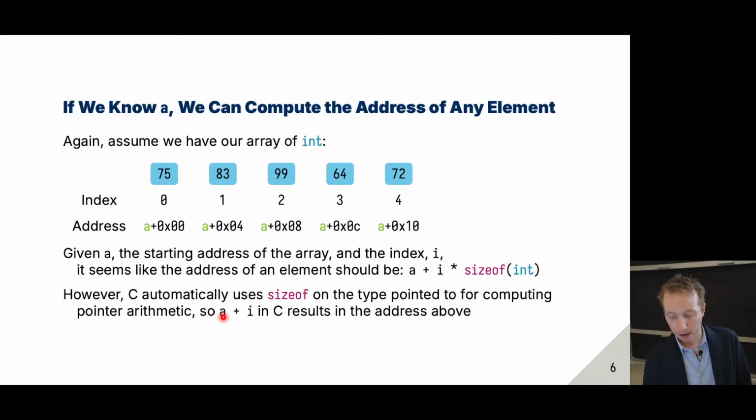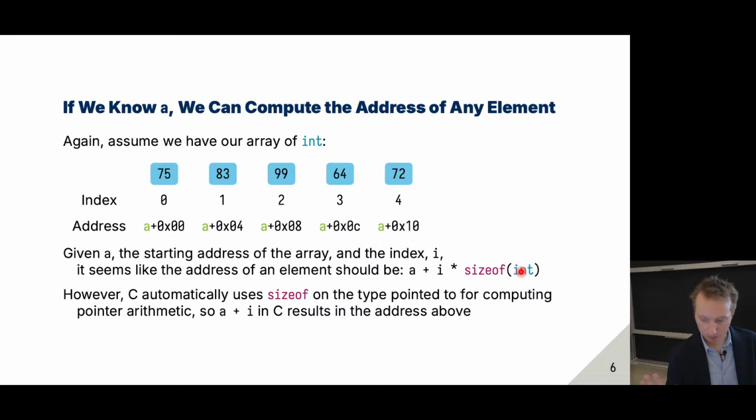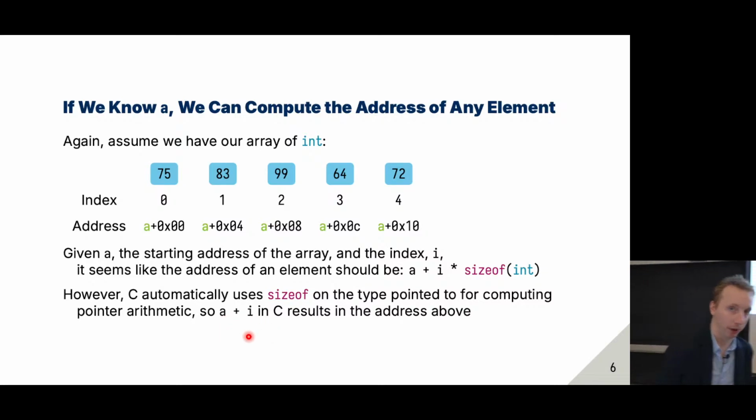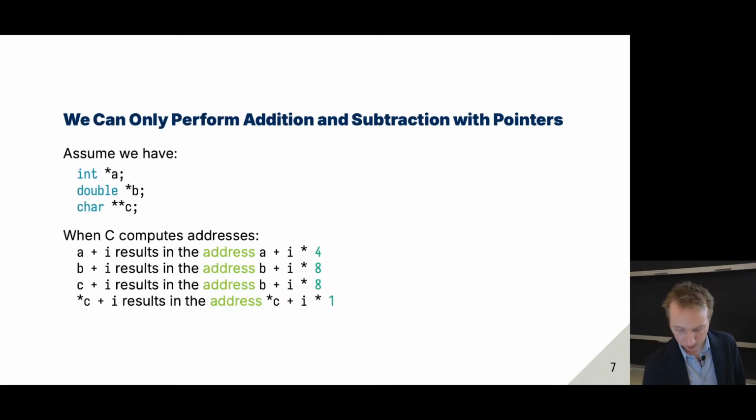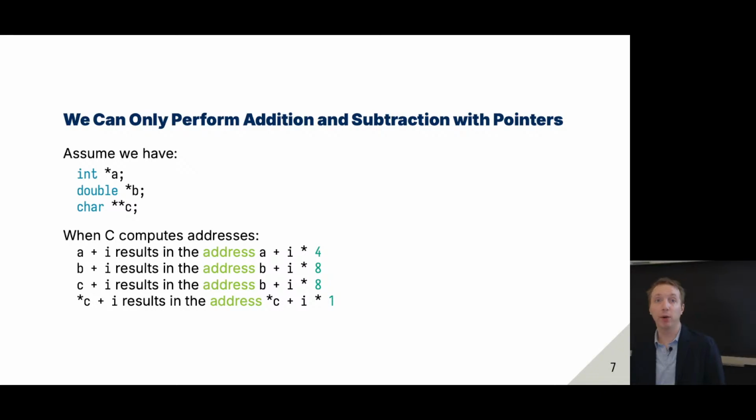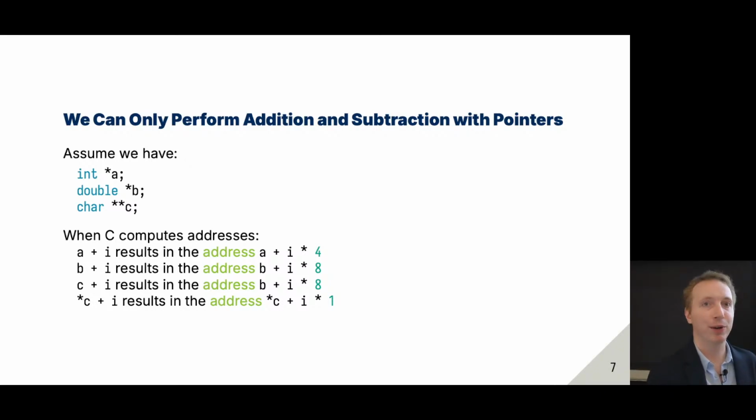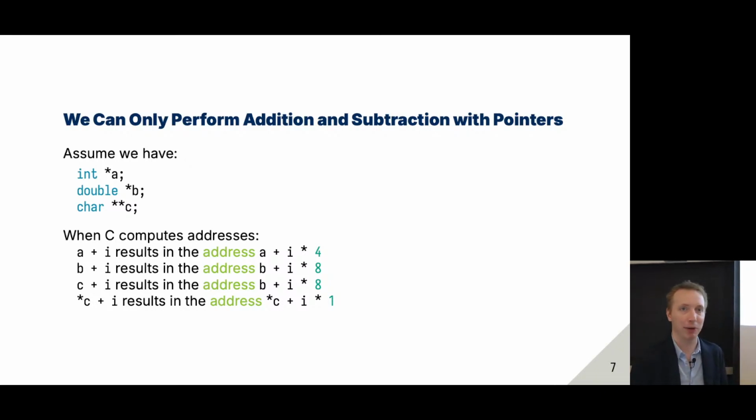So if I write A plus I in C, the address I would get is the result of that expression. This would be the address just in bytes, and the result I would get is just an address, but that address will actually be the result of this C expression. So C will go ahead and do it for you. So what does that look like? For pointer arithmetic, we can only do addition and subtraction. If you try to do multiplication or division, it gives you an error and refuses to compile your code, and it might question your sanity while you're doing that.